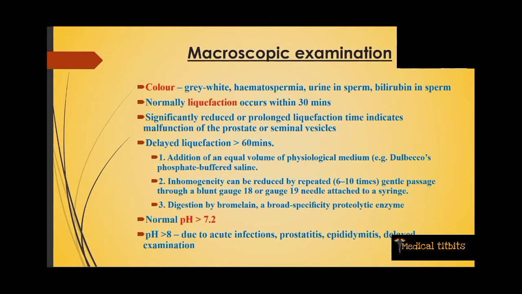Coming to the details, the color is usually gray white, and in case of presence of RBCs or hematospermia, the color can be red. If urine is present, it can be light yellow. If bilirubin is present, it can be orangish in color.